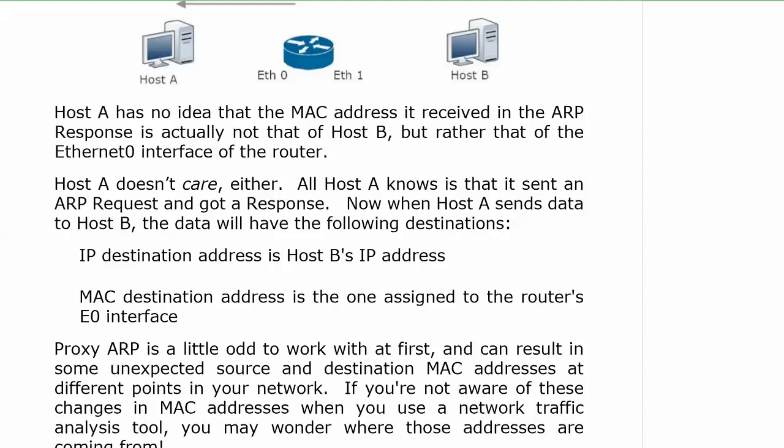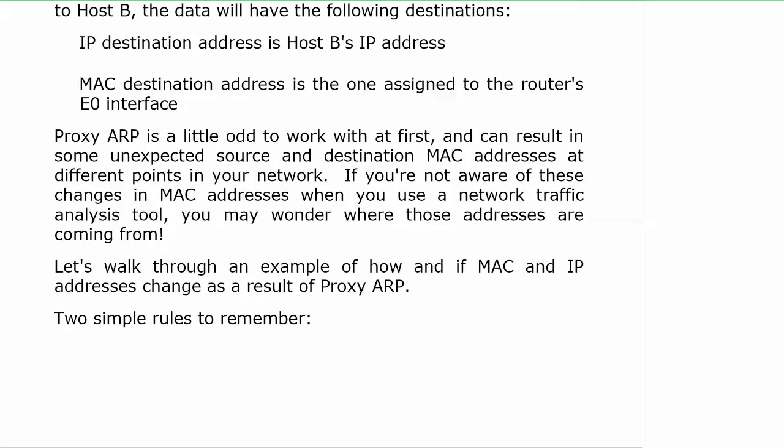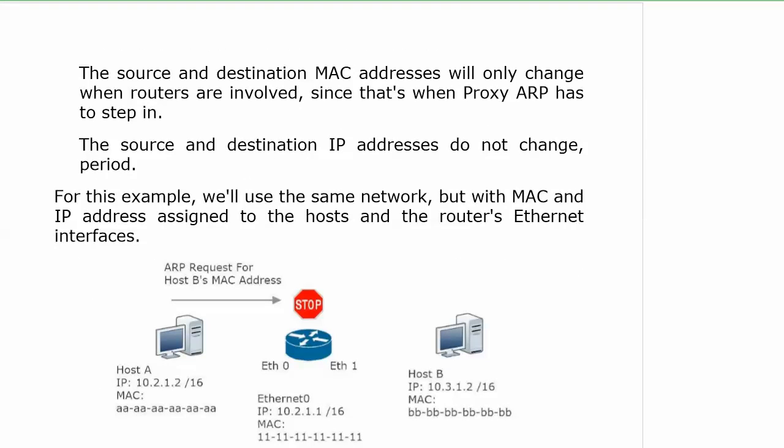I want to take this a step further and show you another illustration where we've got maybe a couple of routers involved, a couple of hosts, and I want to walk through and take a look at how the MAC and IP addresses change or do not change. Because you might look at some of your network devices or some of your lab devices and say, I'm not sure where it's getting this MAC address from. So we're going to walk through an example of how and if MAC and IP addresses change as a result of proxy ARP. And two very simple rules to remember. The source and destination MAC addresses will only change when routers are involved, because that's when proxy ARP has to step in. The source and destination IP addresses don't change, period.